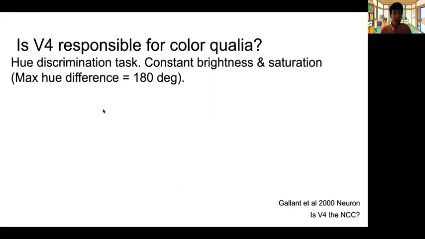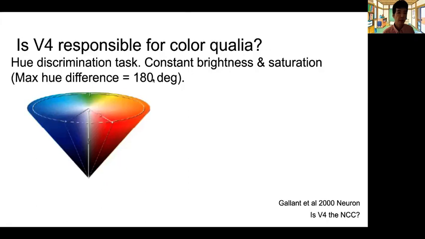So the task that Gallant devised was a hue discrimination task. Here the hue is a very basic concept of color. Color can be described in many different ways, but one way to describe the input to the eye is in terms of hue, saturation, and brightness, sometimes called V. When the brightness is low, it becomes black, and if it's too high, it becomes white. The saturation means the degree of colorfulness, starting from the center to the periphery.